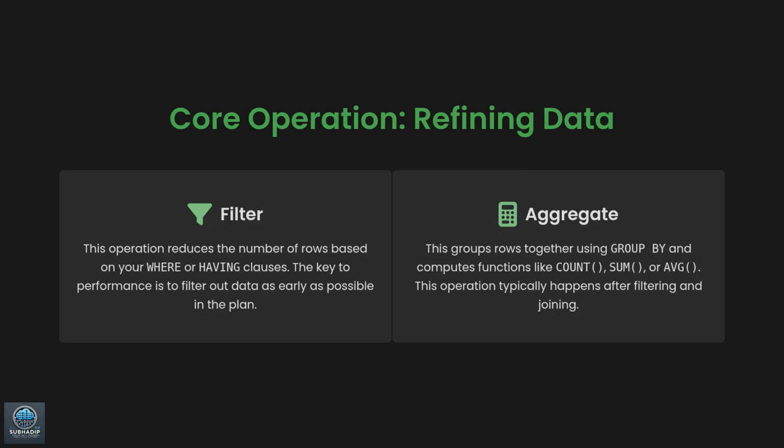After accessing and joining data, we refine it. The filter operation removes rows that don't match your where clause. A key optimization principle is to filter early, reducing the amount of data later steps have to process. The aggregate operation then performs calculations on grouped data, like counting or summing values.